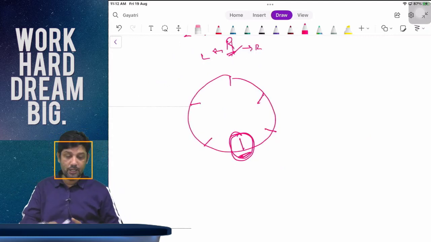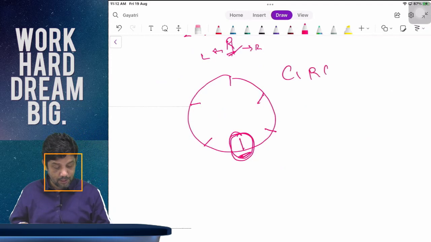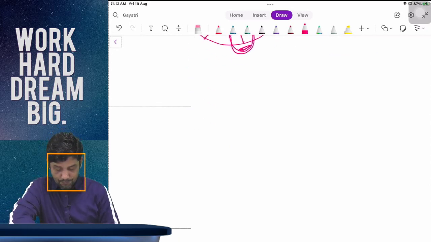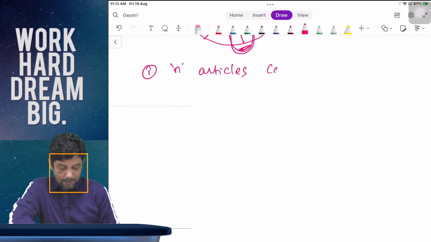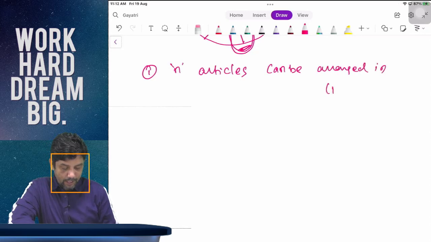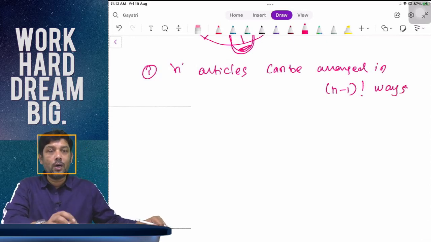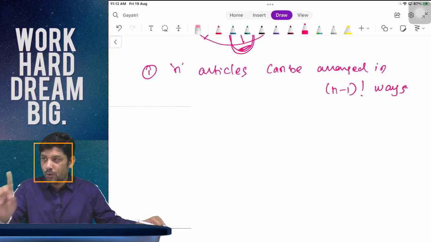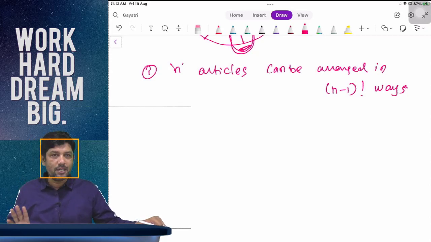Okay. Now listen here. Now we are going to start with circular arrangement. Now listen here. N articles can be arranged in n minus 1 factorial ways. I already told you why it is n minus 1 factorial. Am I clear? Do you agree with my explanation? Is it logical or not?